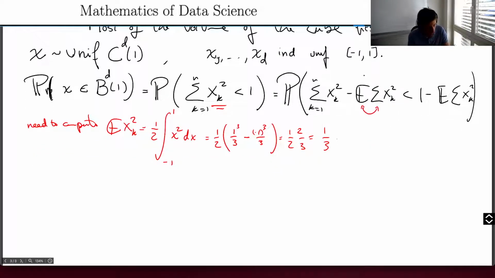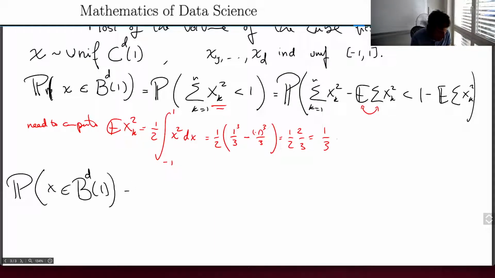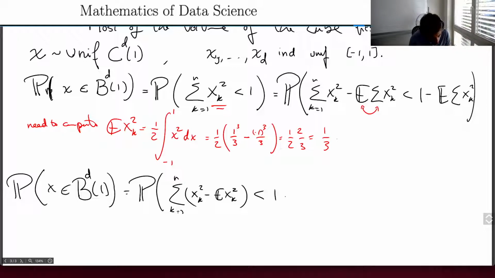Great, so let's see what this gives us. So we get the probability that x is in the ball is equal to the probability that the sum of the xk's, I can write like this, for example, so that now they are centered. This is just the same thing as what was above. The sum from 1 to n is smaller than 1 minus, I have summed this over d times, d over 3.